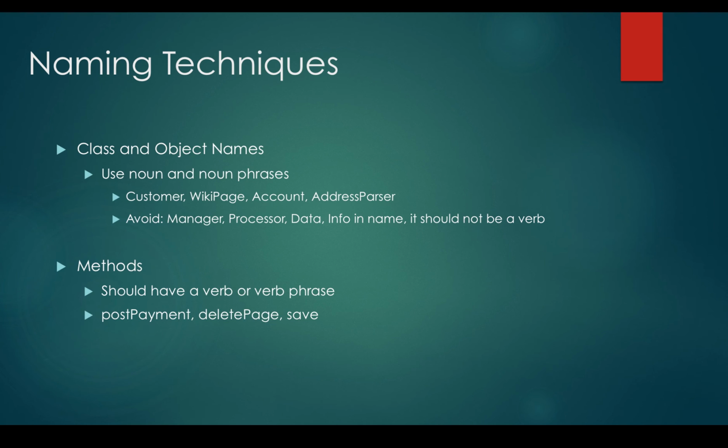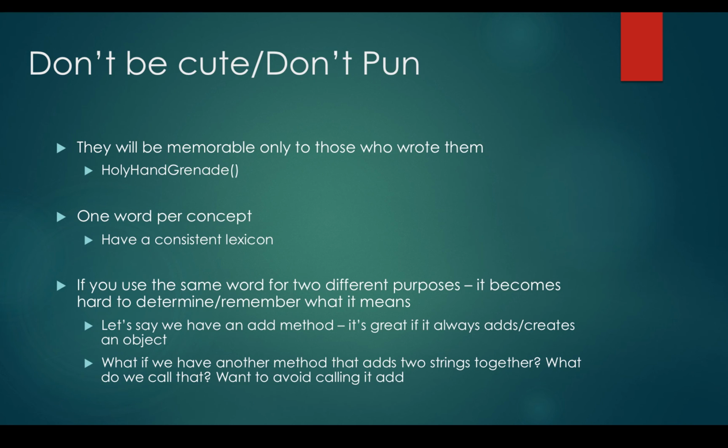Methods then typically are an action, and so they should have a verb or a verb phrase. So post payment, delete page, save, or save an object, save a payment, save whatever it's acting upon. So those are just some of the big picture techniques that we're looking at as we're going to start looking into more detailed implementations.